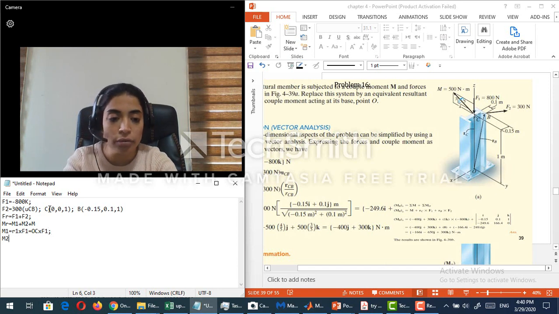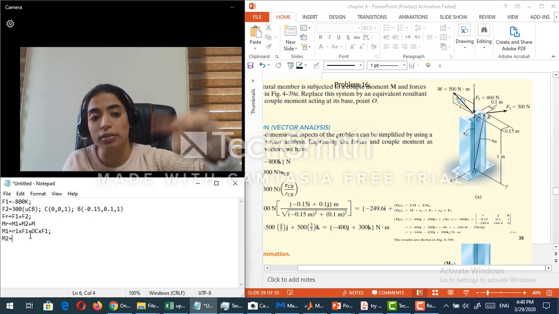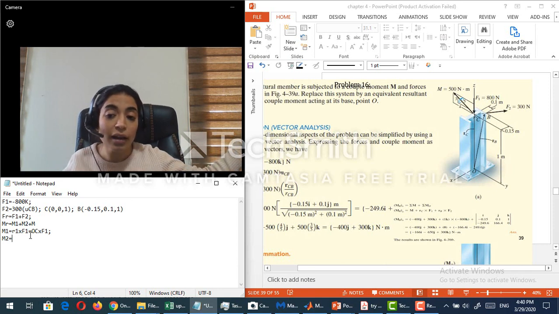Now what is M2? This is M2, guys. It is the moment of F2, so I will repeat: M1 is for F1, and C belongs to F1, so I can say it is OC cross F1. C belongs also to F2 because it lies on the line of direction of F2, so M2 is R2 cross F2, which is also OC cross F2. And finally I should find M in vector form.